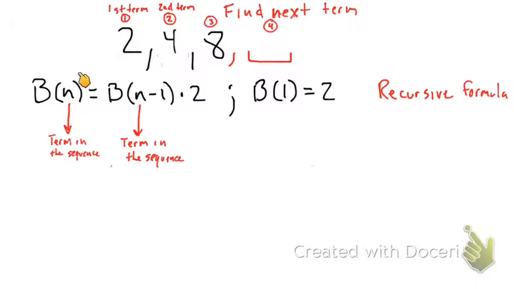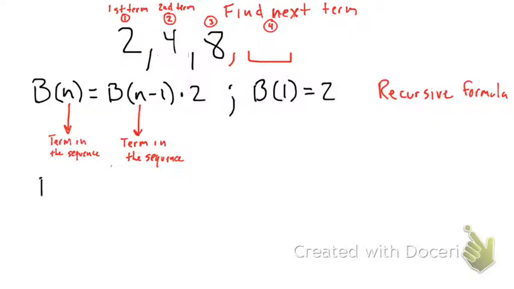So the number we want to plug in for N, because this is how we're going to use the formula, is the term number we want. We want the 4th term, which means I'm going to plug in 4 for N. Anywhere I see N, I'm plugging in 4. If we wanted the 5th term, we would plug in 5. If we wanted the 100th term, we would plug in 100. So N is just the term you're trying to find in the sequence. Let's go ahead and do that math.